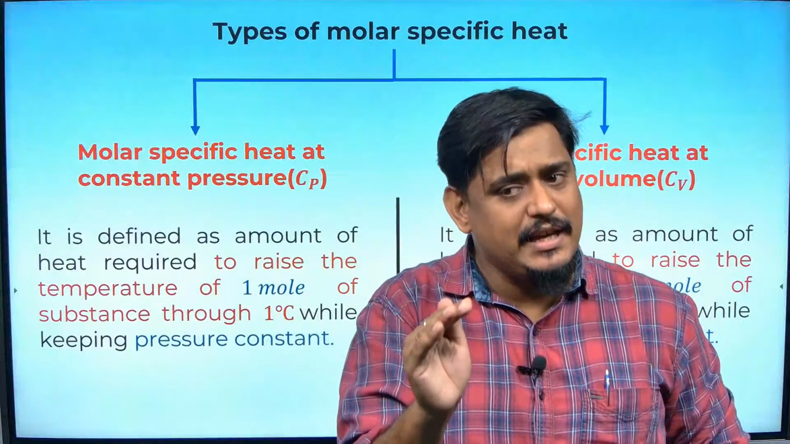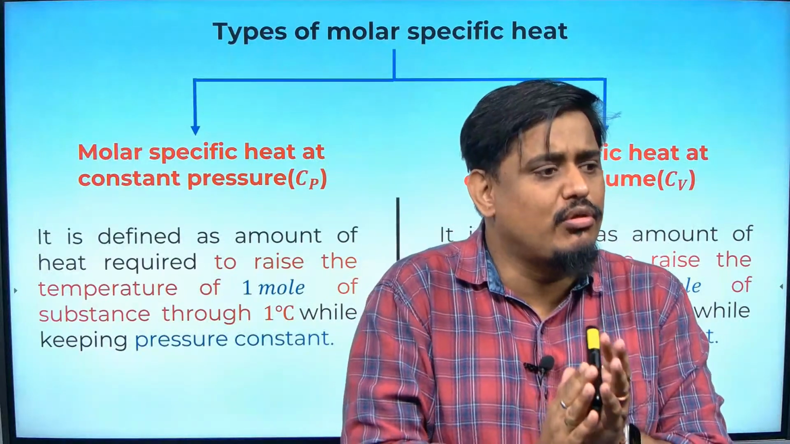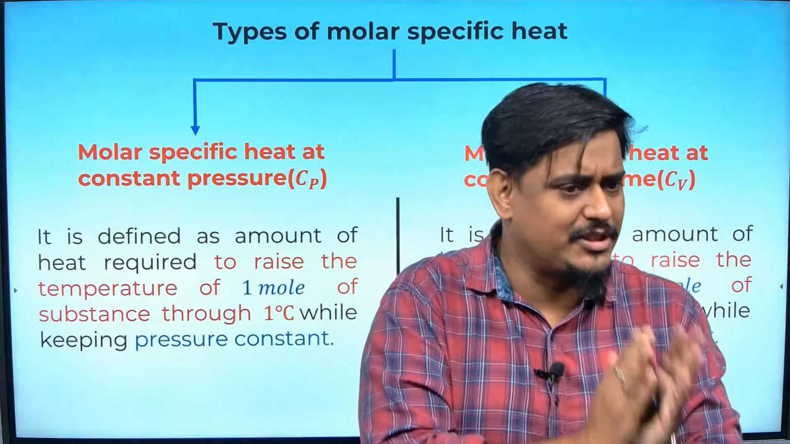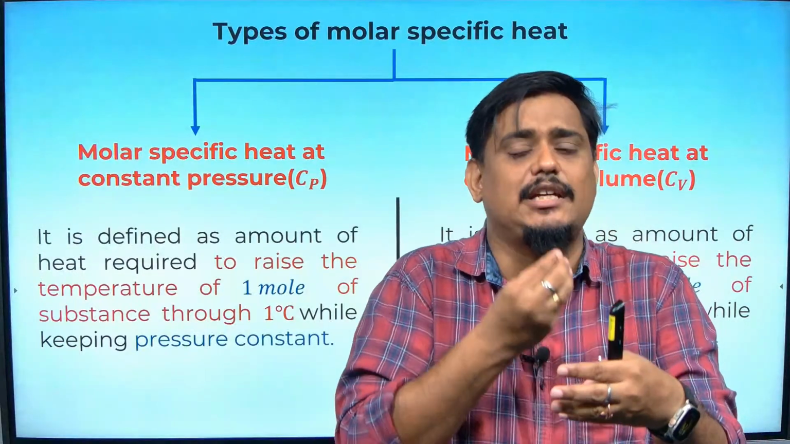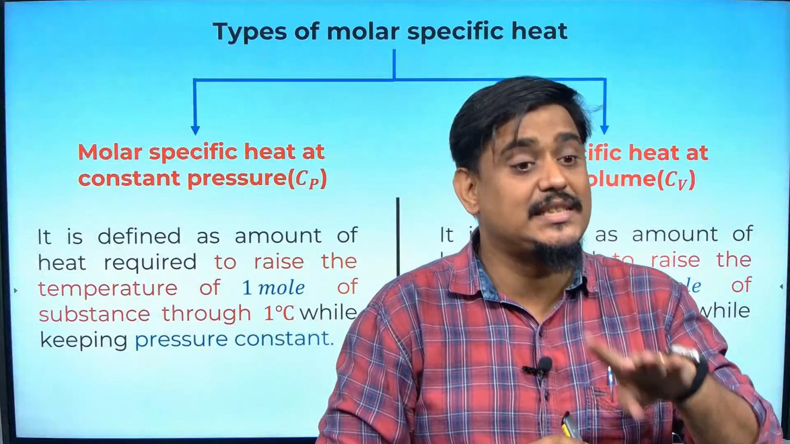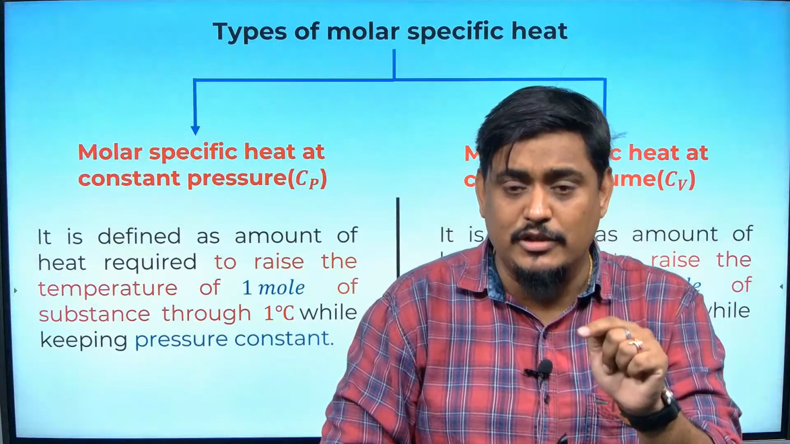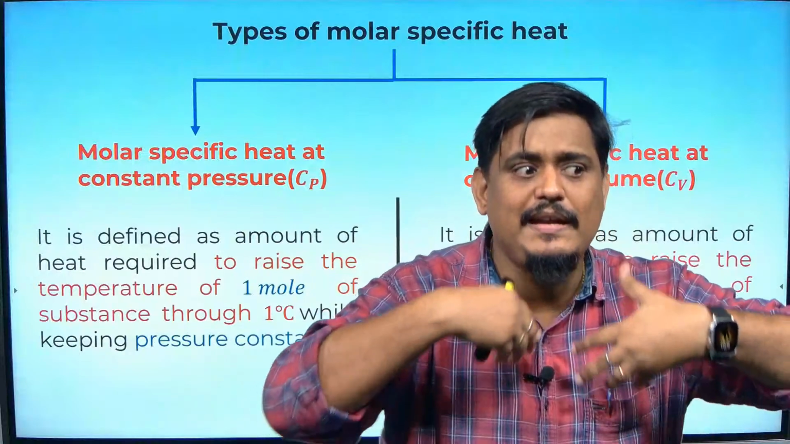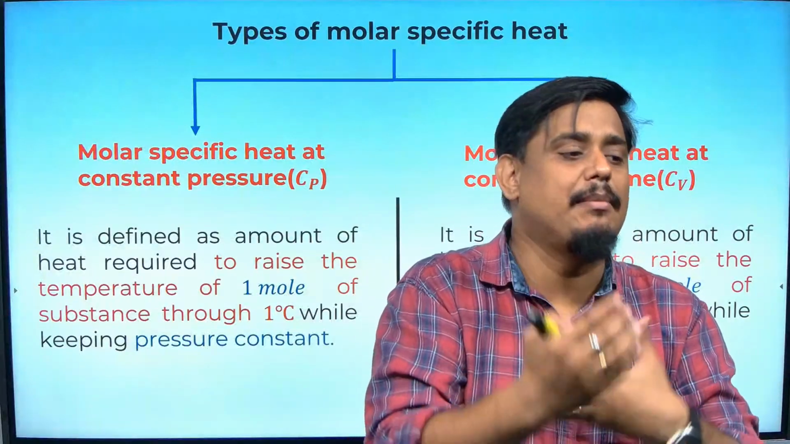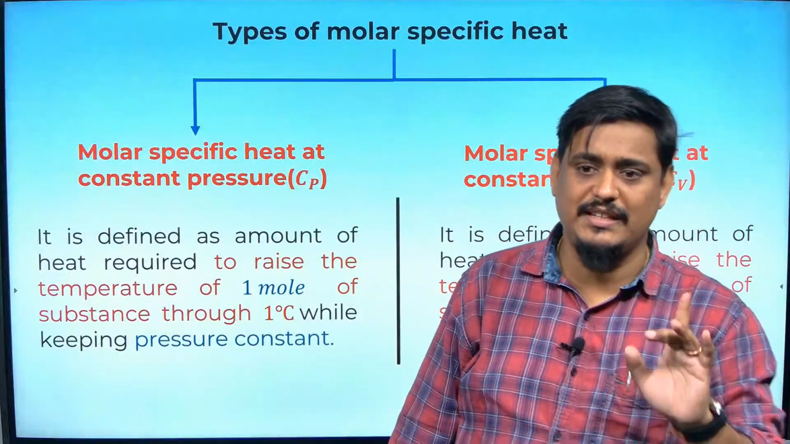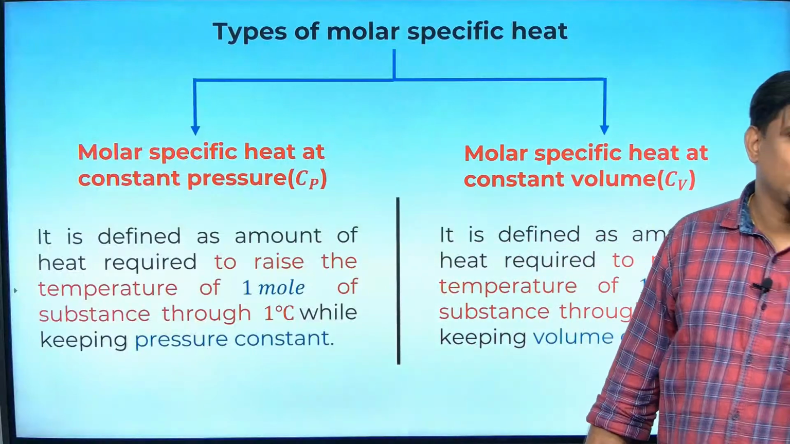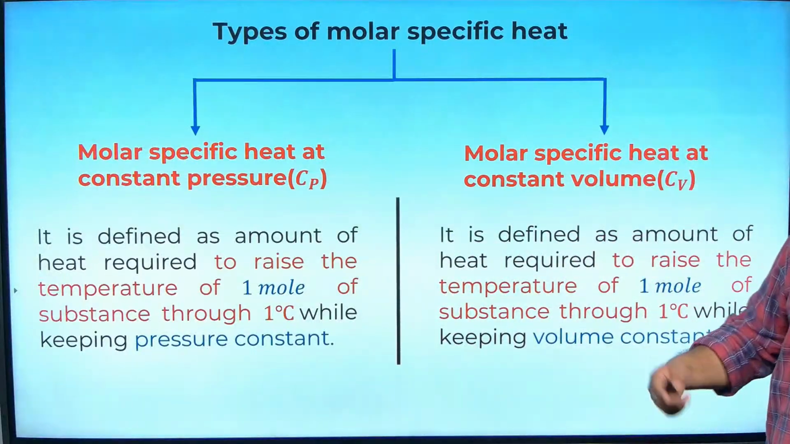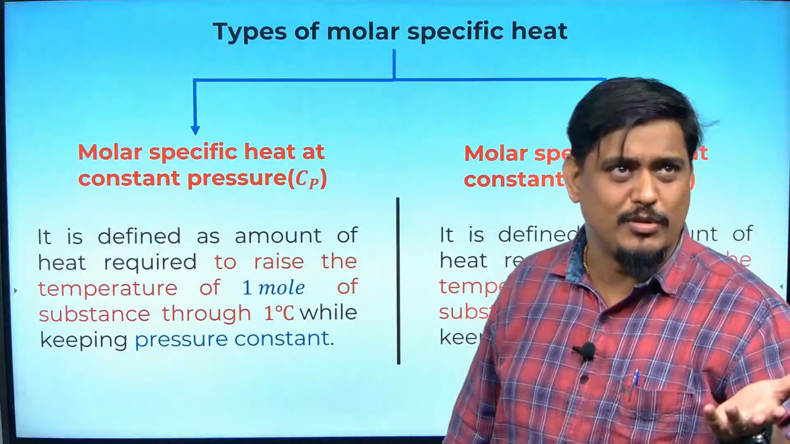Because in Cv, whatever heat you supplied is used only for one work, increasing temperature. So, it will need less heat to increase temperature. Whereas in Cp, your heat energy supplied is doing two parts. One is del U, one is P del V. So, more heat is required to increase the temperature by 1 degree Celsius. That is why Cp is more than Cv. Is it clear to everybody? Anybody has doubt, you can ask me. I hope there is not much doubt in this.